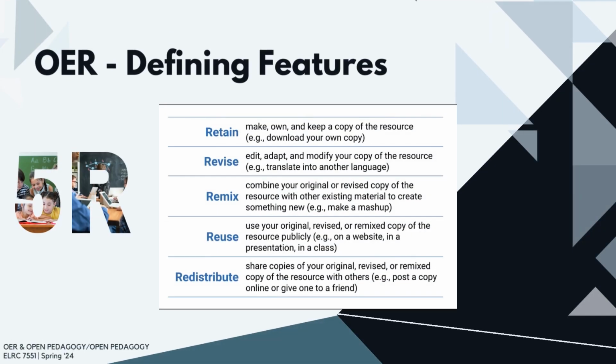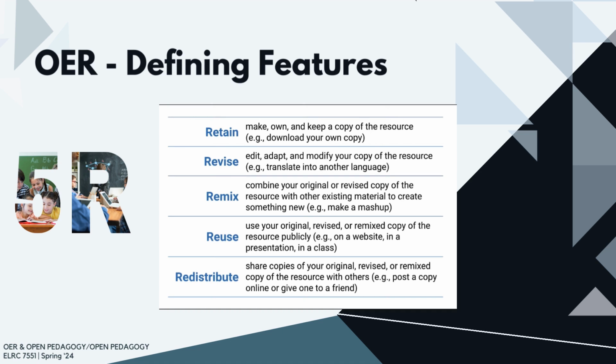Okay, so back to the 5R activities. Again, I mentioned they are retain, revise, remix, reuse, and redistribute. Here's a snippet from one of the learning resources this week. Retain: you make, own, and keep a copy of the resource. For example, you download your own copy. Revise: you're able to edit, adapt, and modify your copy of the resource. For example, translate it into another language.